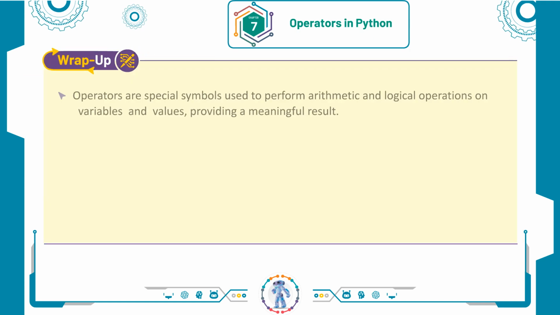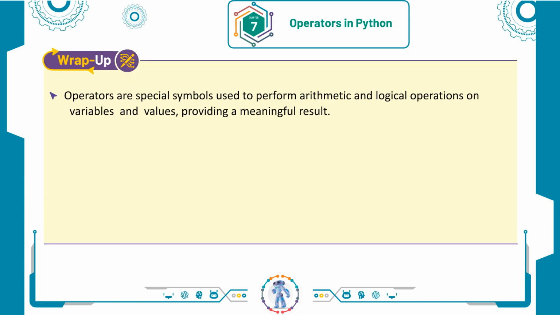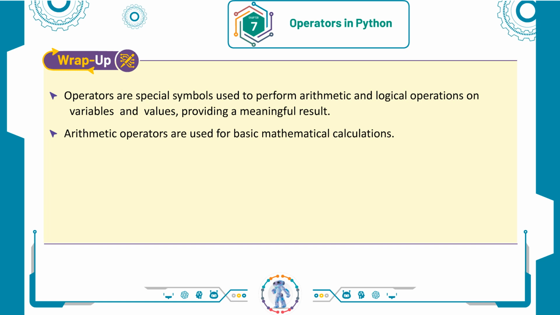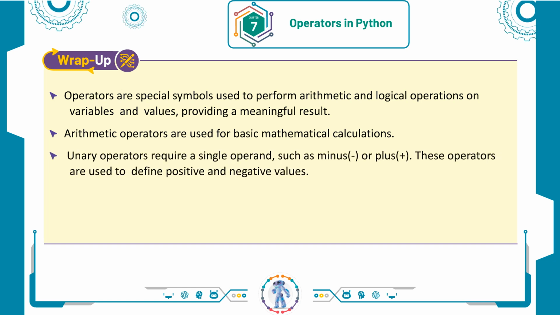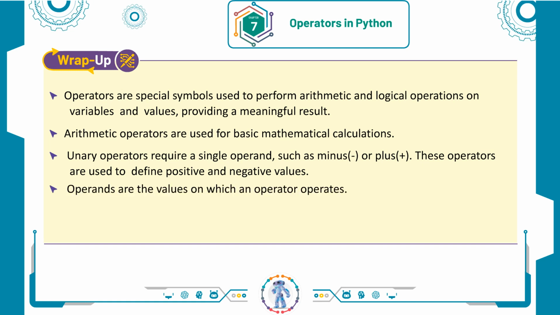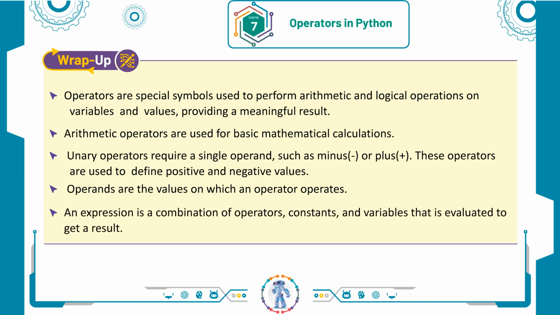Wrap up. Operators are special symbols used to perform arithmetic and logical operations on variables and values, providing a meaningful result. Arithmetic operators are used for basic mathematical calculations. Unary operators require a single operand, such as minus or plus. These operators are used to define positive and negative values. Operands are the values on which an operator operates. An expression is a combination of operators, constants, and variables that is evaluated to get a result.